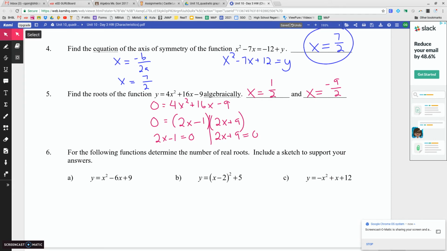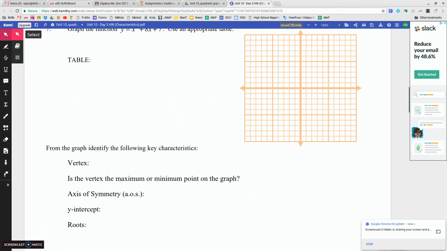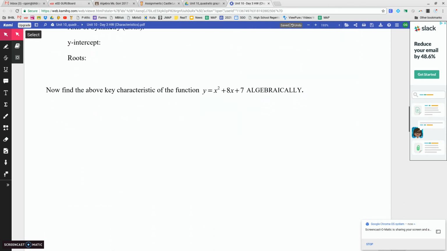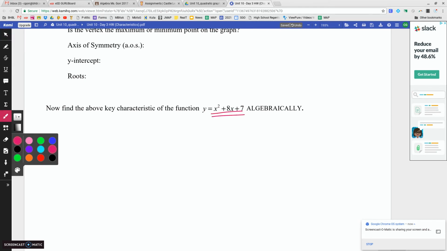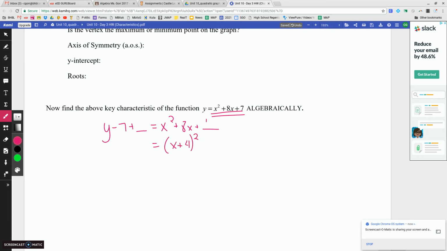Number 6, I think you could work that one on your own. Number 7, great question. Now, if I want to find the key characteristics algebraically of this function here, one thing I could do is put it into all the different forms that I need. So if I put it, let's say, in vertex form, y minus 7 plus a blank, x squared plus 8x plus my blank, I'm going to make this (x + 4) by cutting my b value in half and adding 16 to both sides, giving me y plus 9. My equation then is y equals (x + 4) squared minus 9.